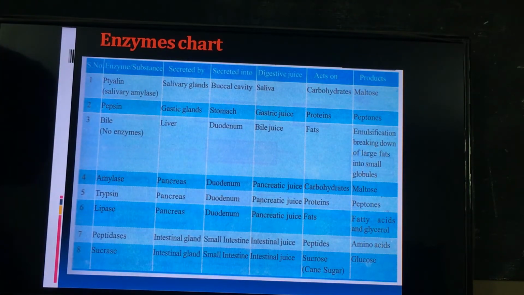So many sugars are present in different food items. For example, lactose is a sugar present in milk. Maltose is a sugar present in grains, food grains, like that. Sucrose is a sugar present in cane sugar, converted into glucose.